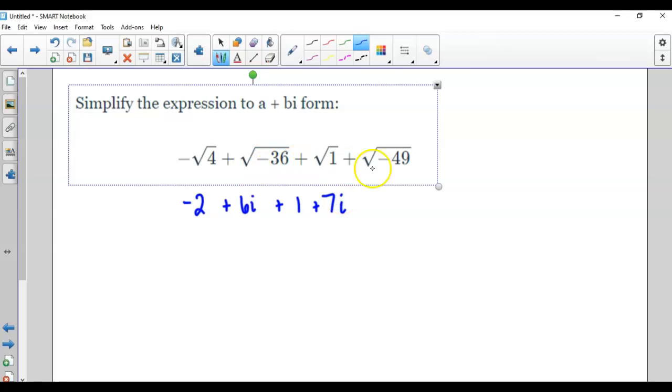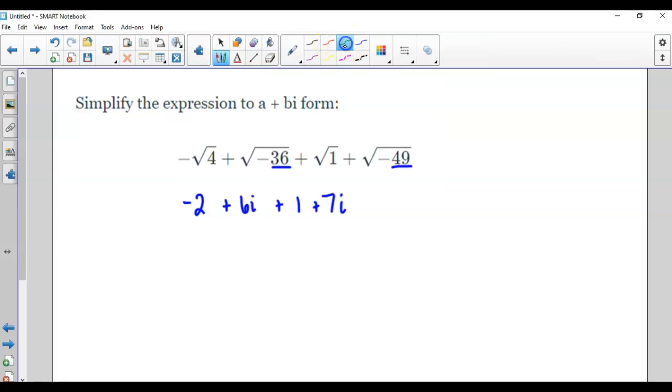So notice on these that all of your square roots disappear. You don't have any square roots left because the numbers that you had right here were perfect squares. Now, whenever we look at these, we can combine our like terms just like we would if we were in Math 1. So we have a negative 2 and a positive 1, and whenever we combine those, we're going to get negative 1, and then we've got 6I and 7I, and if we combine those together, we'll get plus 13I.